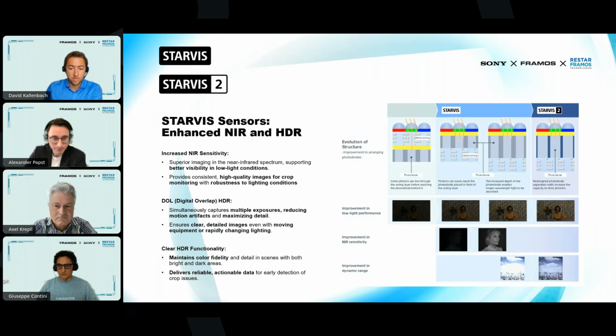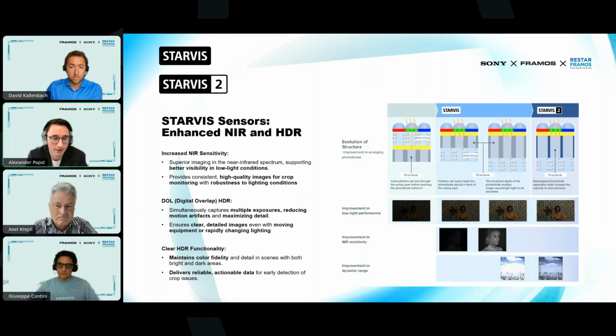Then there is an interesting feature which we call DOL HDR, or digital overlap HDR. This is a different approach to high dynamic range than what we use in the IMX900. Instead of capturing multiple exposures sequentially, DOL HDR simultaneously captures multiple exposures with a slight temporal overlap. And this reduces motion artifacts and maximizes detail. In agriculture, you're often dealing with movement and wind, for example, moving plants, the camera system itself moving through a field, or equipment vibration.